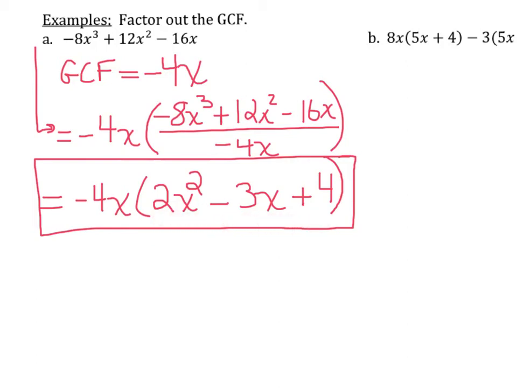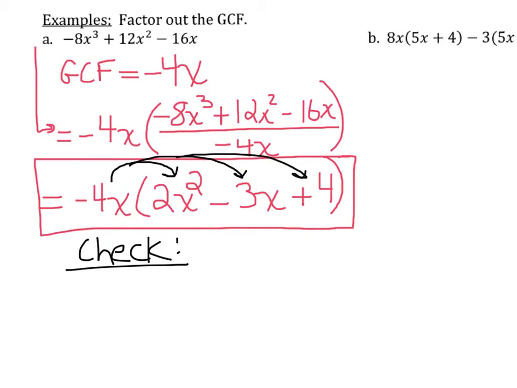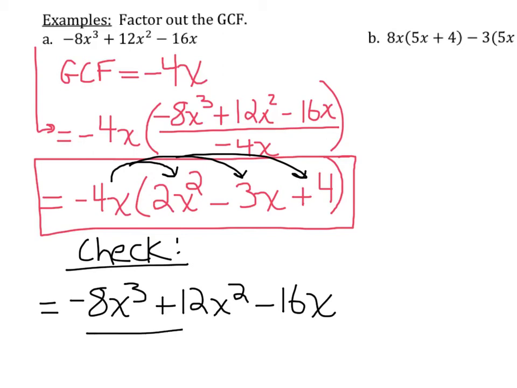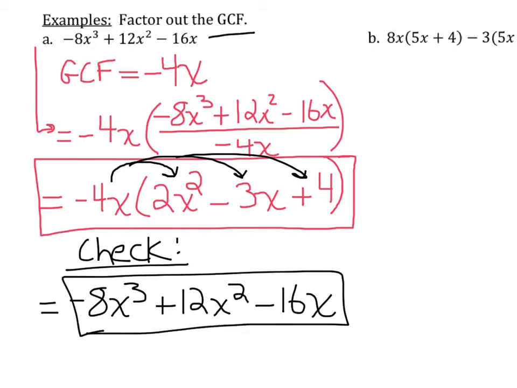All right. Now, we can always check ourselves to make sure that we did this correctly. In order to check yourself, of course, this sets up a distributive property. So I'm going to distribute and see if I get the same thing that I started with, which is right here. So negative 4x times a 2x squared is a negative 8x cubed. Negative 4x times a negative 3x is a positive 12x squared. And negative 4x times 4 is a negative 16x. And as you can see, this is the same thing as what we started with here. And so this is my true solution.